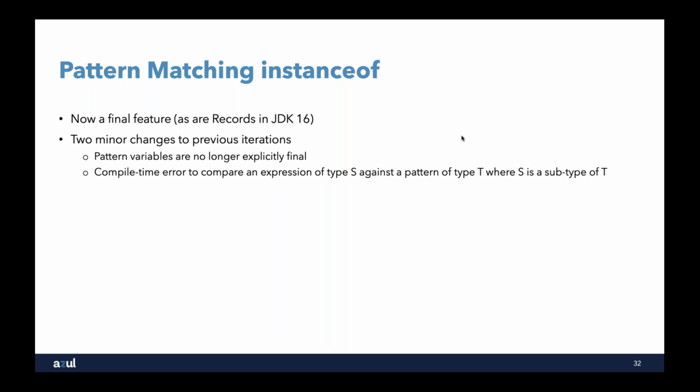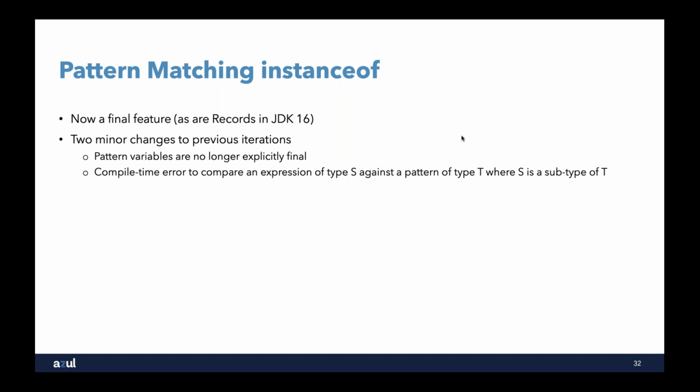First was that pattern matching of instanceof became a final feature. Same with records. In the case of records, there wasn't anything that got changed between 15 and 16. So they just said, yep, records are good. They're now final. You don't have to enable preview features in order to use them from JDK 16. Same with pattern matching of instanceof, but they did make a couple of minor changes. First of those was to say that the pattern variables that are used with that are no longer implicitly final. So that was a useful change, I think.